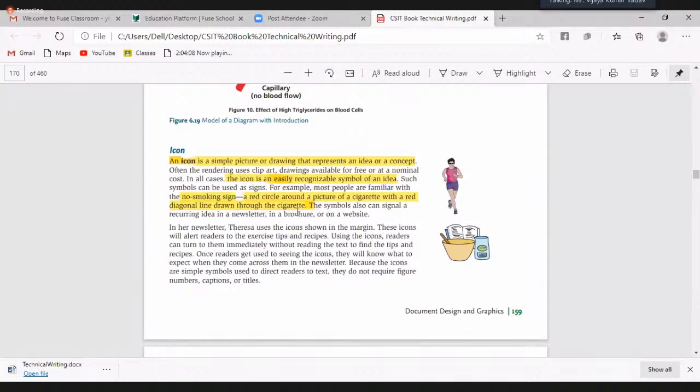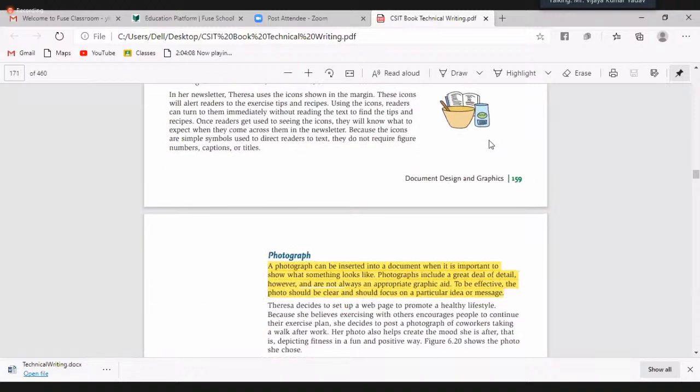Okay. So this is the icon. That is a red circle. Inside the red circle there is a picture of a cigarette. Through the picture of the cigarette there is a diagonal line. This is the icon, and this icon stands for no smoking. So this way also we can use it in our technical document, and we can give appropriate information to the audience, to the readers.